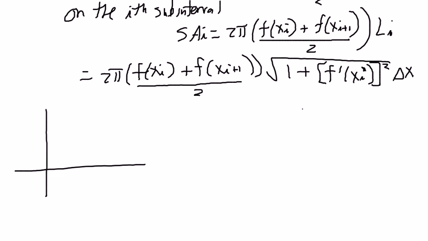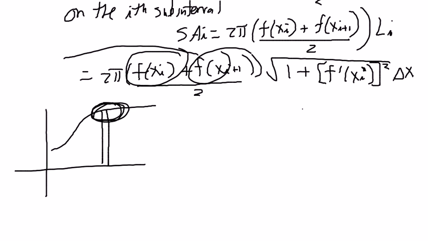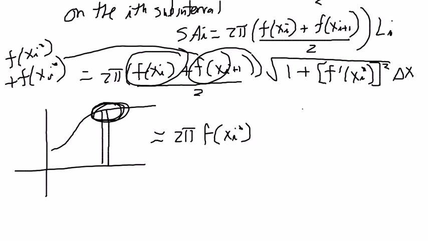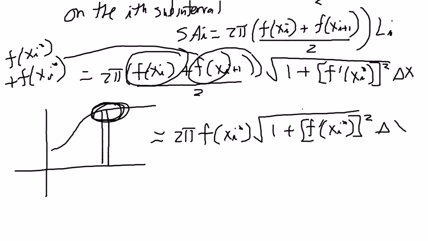Making a note that if you have a function that's well enough behaved, if you take an interval small enough, that function is going to be essentially constant there. So what we can do is call this f of xi star plus f of xi star, which makes 2 of them, so that'll cancel the 2 in the denominator. So this is approximately equal to 2 pi f of xi star times the square root of 1 plus f prime at xi star squared times delta x.